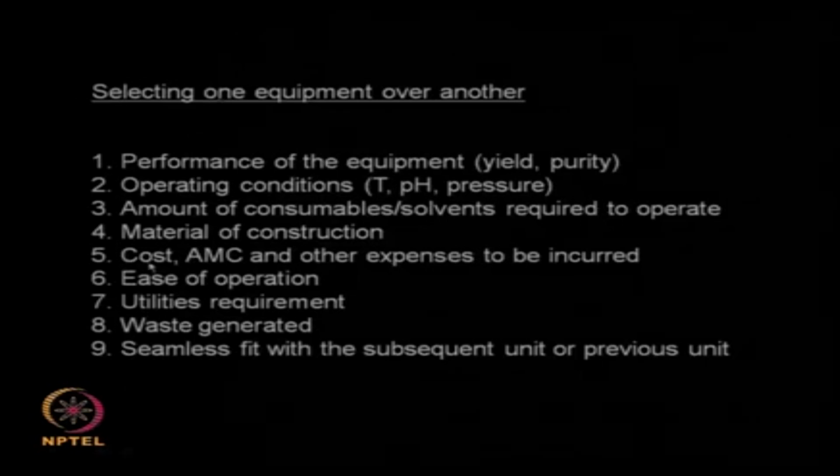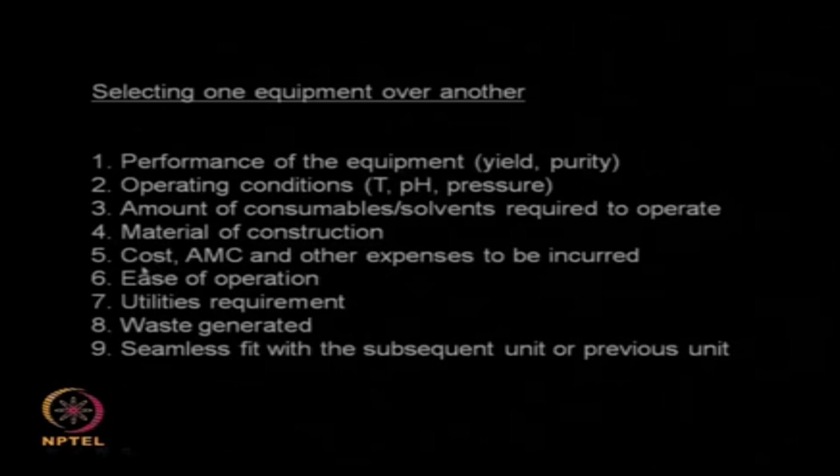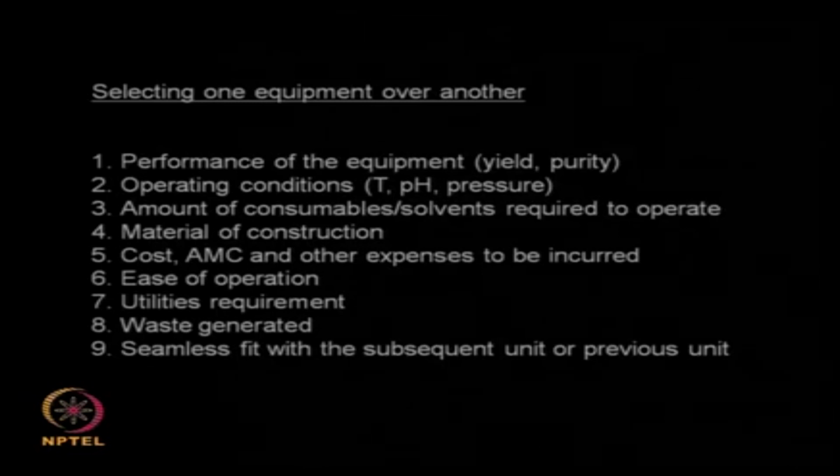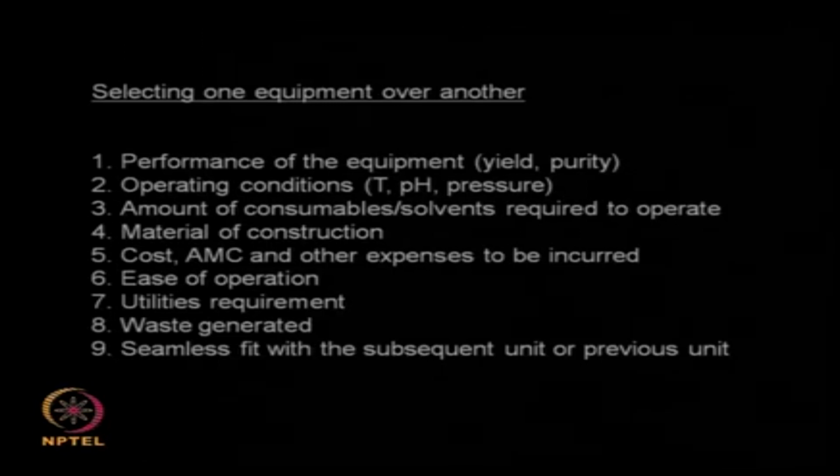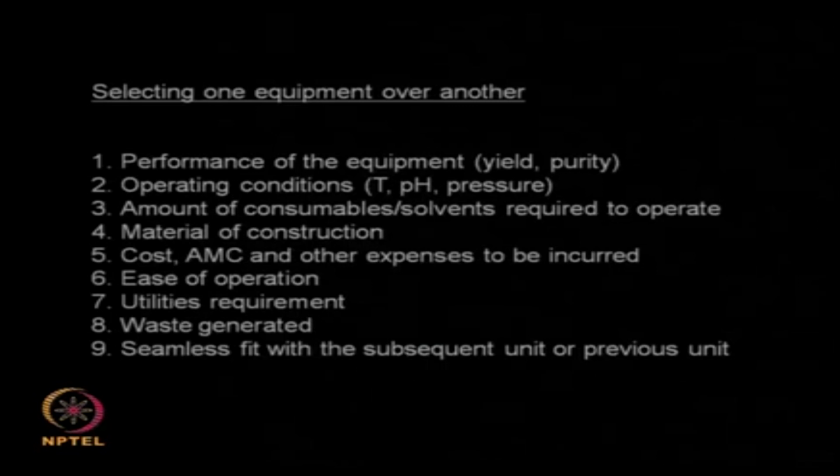Then comes the actual cost of the equipment, annual maintenance contract and other expenses I will be incurring on the equipment. So I should find out, for example if I am buying a BMW, I will spend a lot of money on maintaining, right. So that is going to be a continuous expense. If I have a Maruti 800, no problem, the cost I will incur is very little. So not only the original cost of BMW, but maintaining BMW also I need to spend a lot of money. So you need to keep that point in mind.